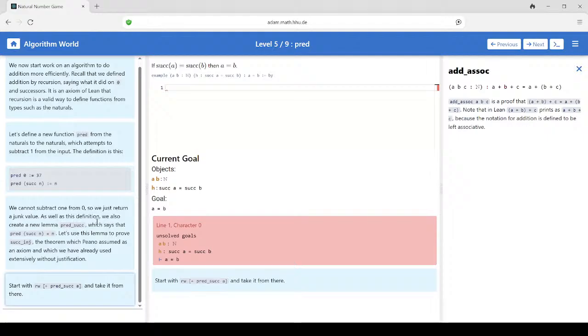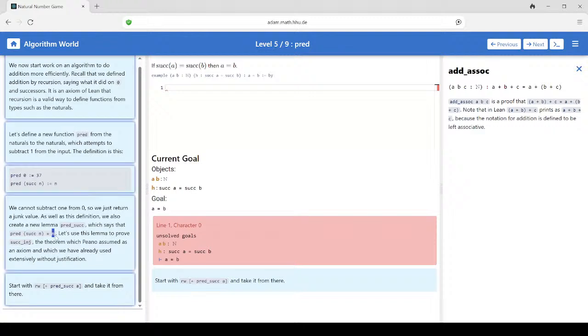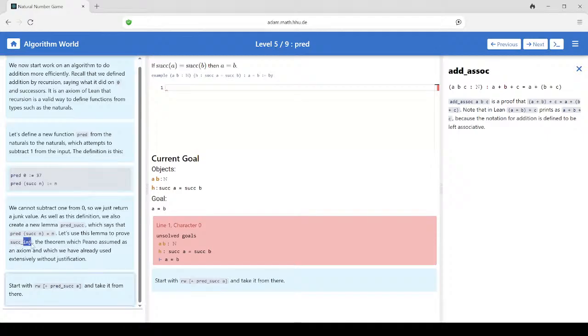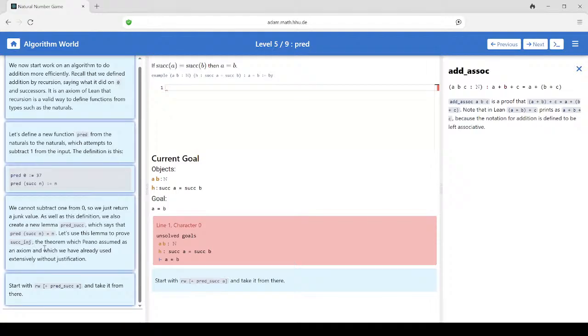As well as this definition, we also create a new lemma, predecessor-successor, which says that the predecessor of successor n equals n. Let's use this lemma to prove successor, what was this? Injective. That's what it stood for, successor injective. The theorem which Peano assumed as an axiom and which we have already used extensively without justification.